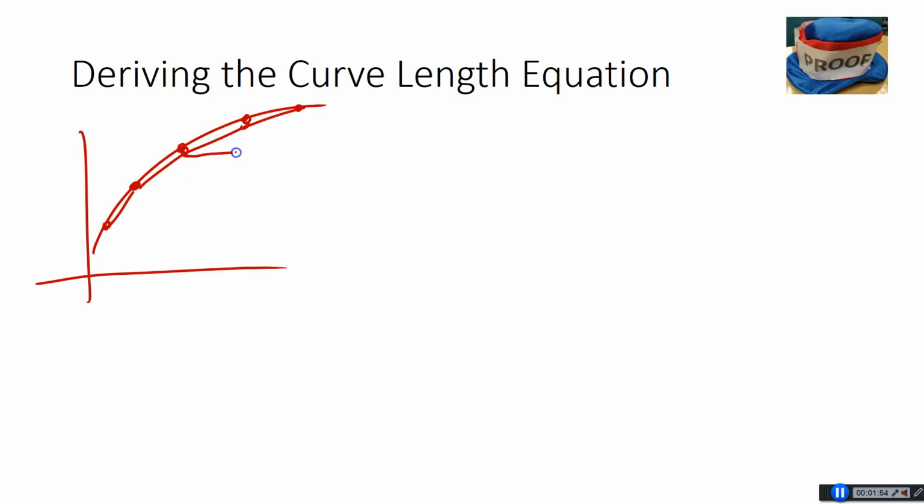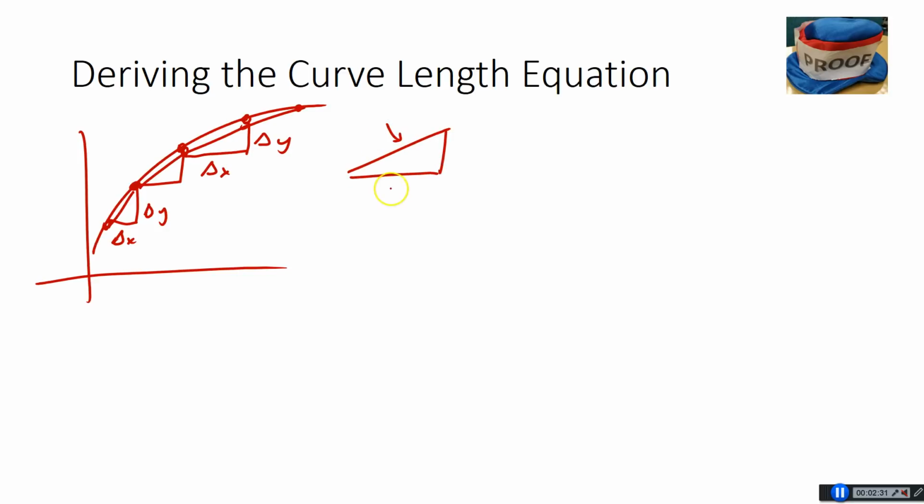But I'm going to think about each one of these as creating a triangle that has a delta x and a delta y. What determines that delta x and delta y is the slope of the function at that point. Well, the slope of a function is the derivative, so this is going to have something to do with the derivative. By the Pythagorean theorem, the length of each hypotenuse is going to be the square root of delta x squared plus delta y squared.